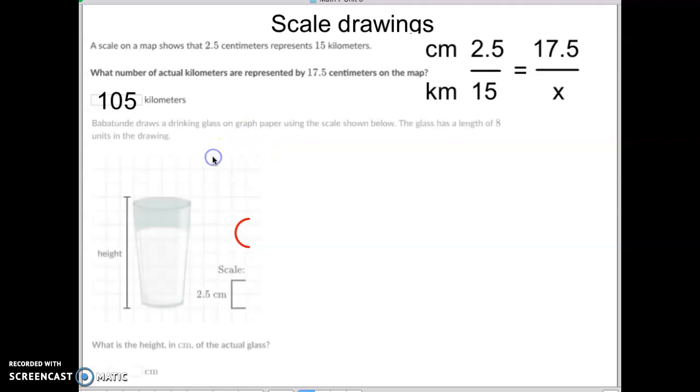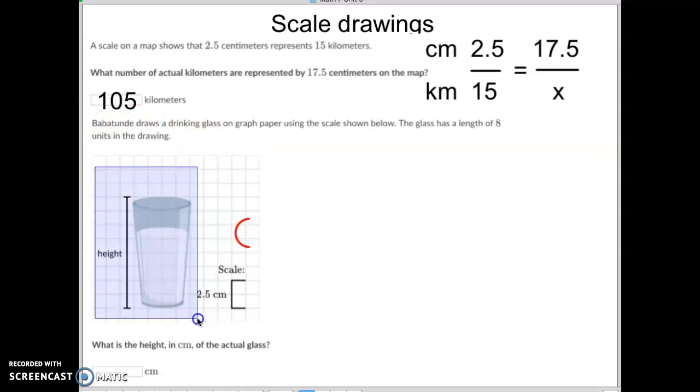Let's do one more here. We have a drawing of a glass of something, milk, water, who knows what it might be. And they tell us the length of this is 8. You'll notice from right here, the length of this is 1, 2, 3, 4, 5, 6, 7, 8, so this is 8 units right here.